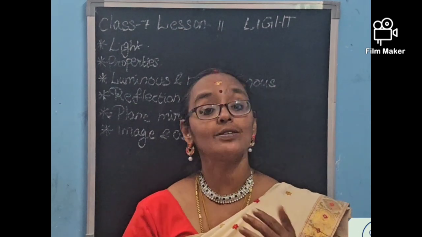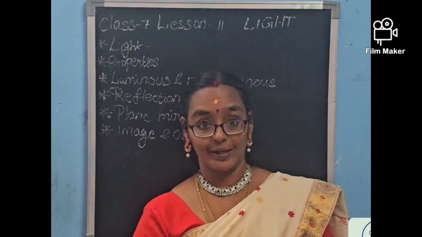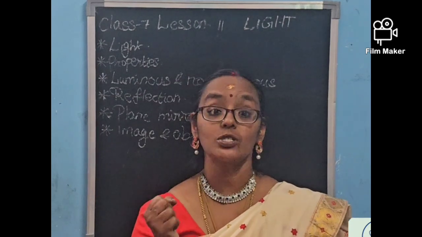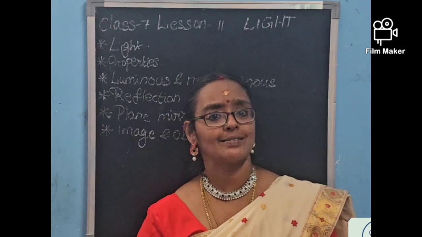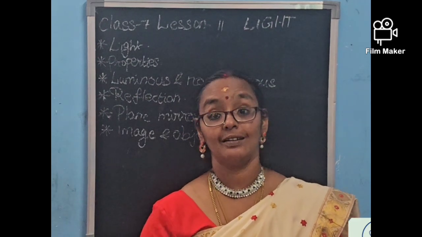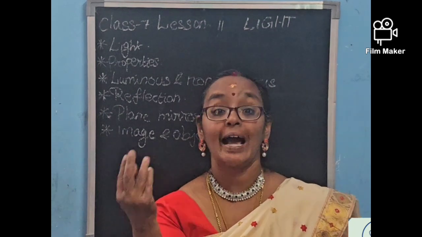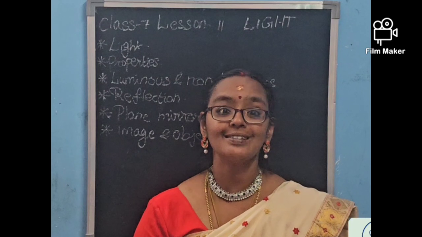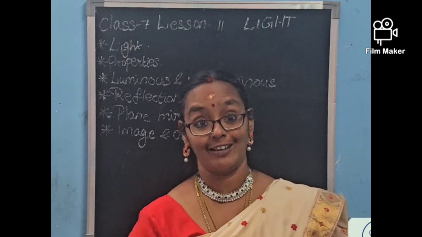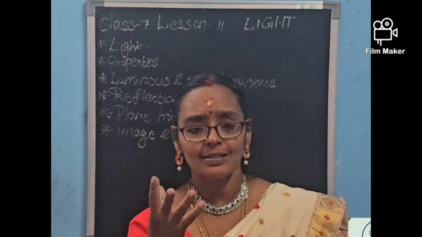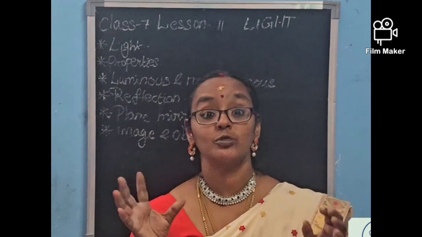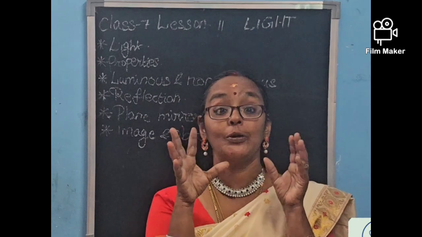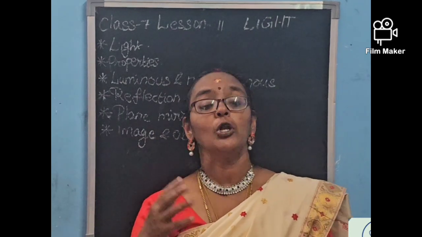So what are luminous sources? Luminous sources are the ones which can produce light of their own. Can you say some examples? Yes, we can say sun, stars, then candle, then electric bulb. All these are luminous sources. Firefly, then some glowworms, or some jellyfish. All these can produce their own light, and they are said to be luminous sources.